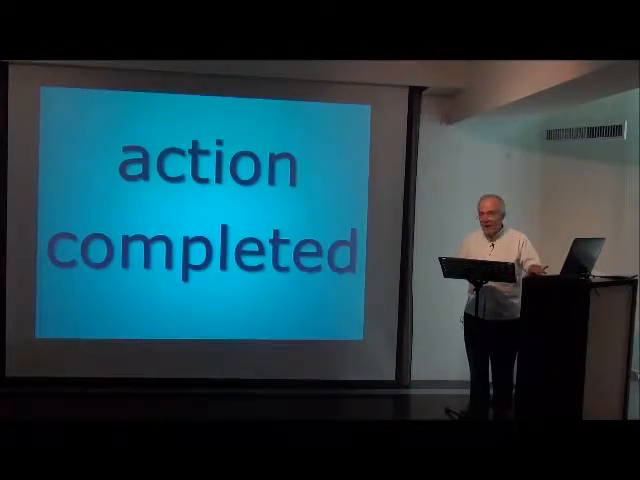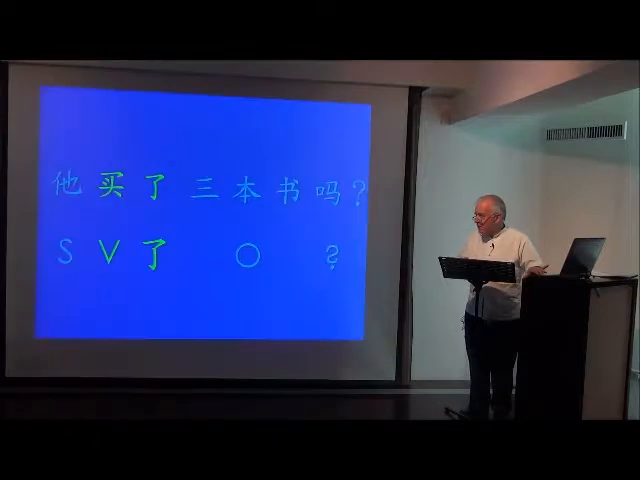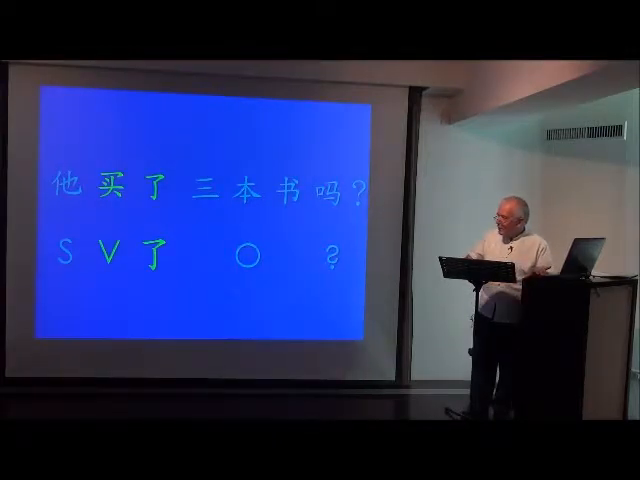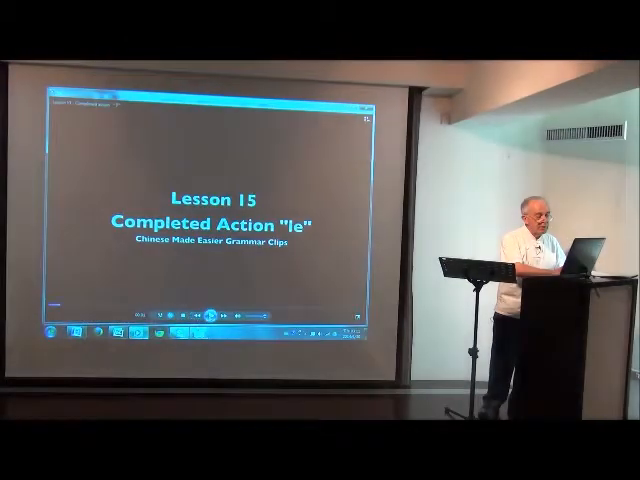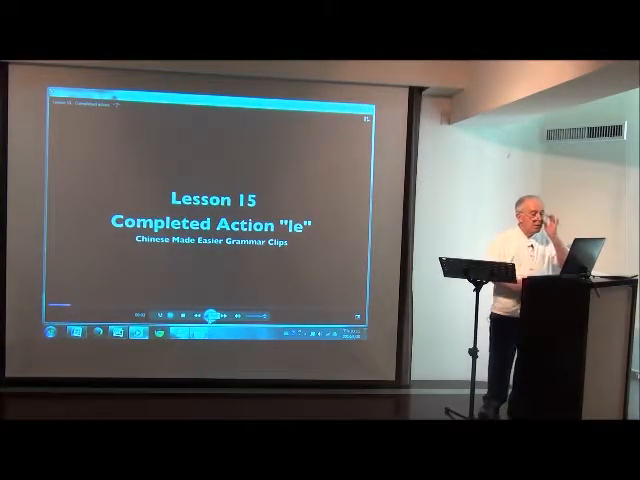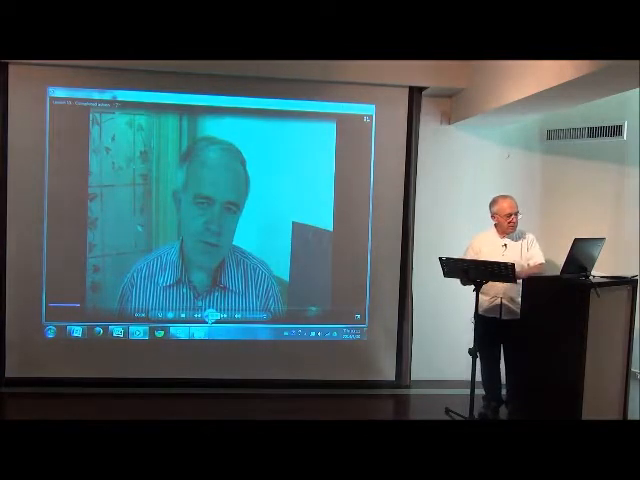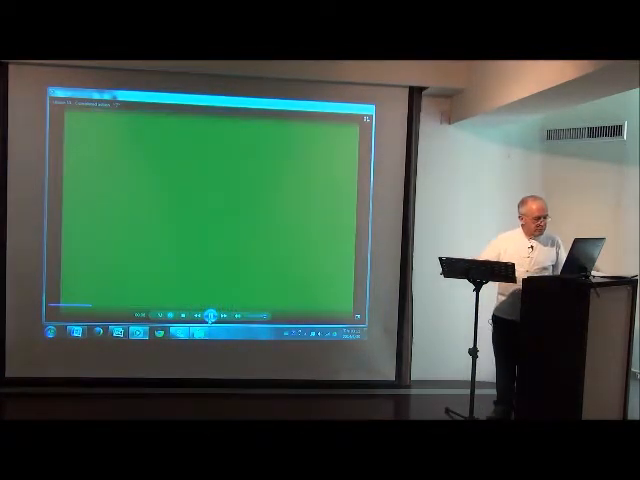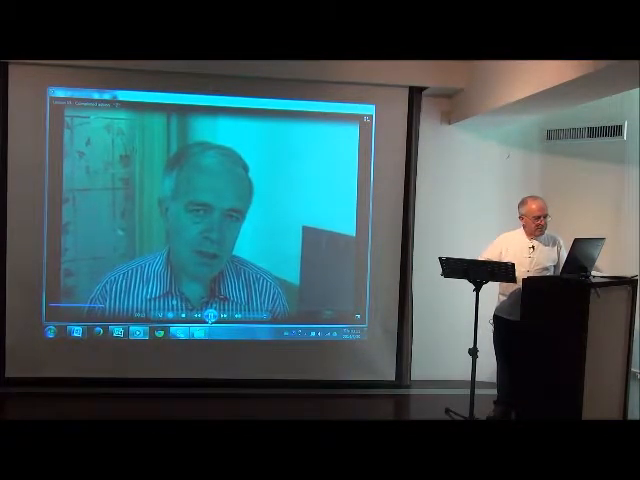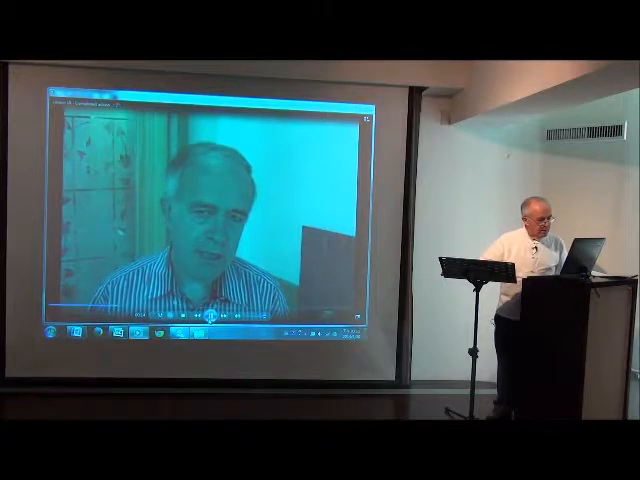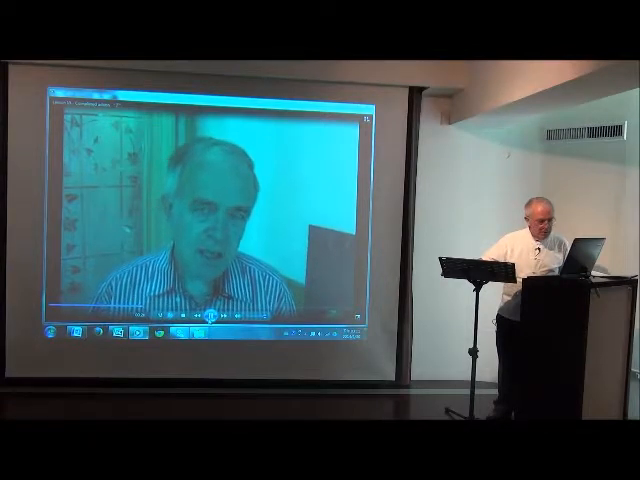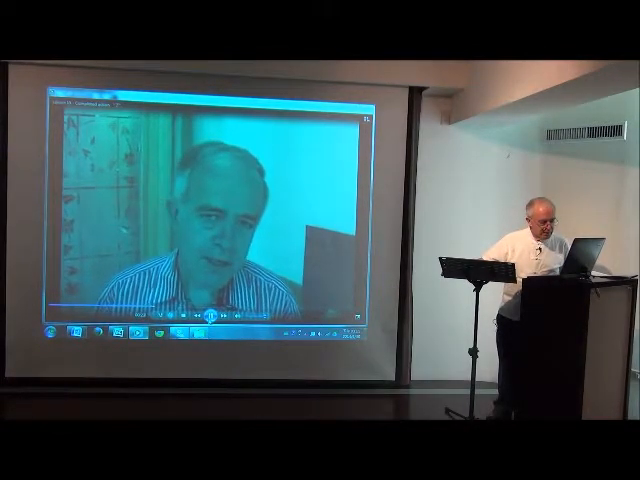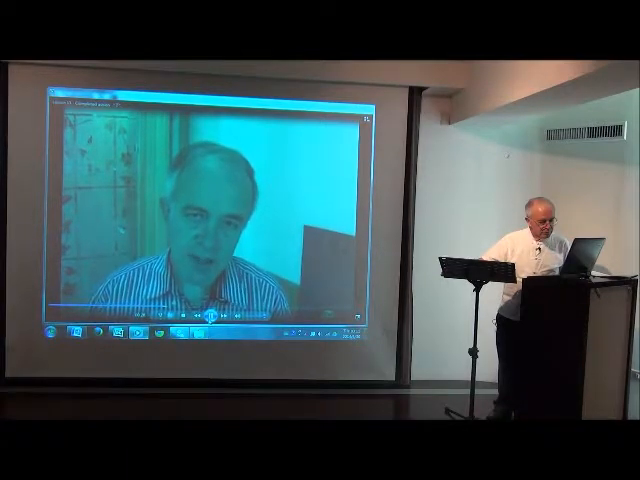Now let's look at action completed aspect. 他买了3本书吗? And we'll just look at one more grammar clip. In lesson 15, we're introduced to 了, which indicates completed action. It's not easy to understand, but particularly read carefully the worth noting, which says 了 is not applied automatically as the past tense is in English.